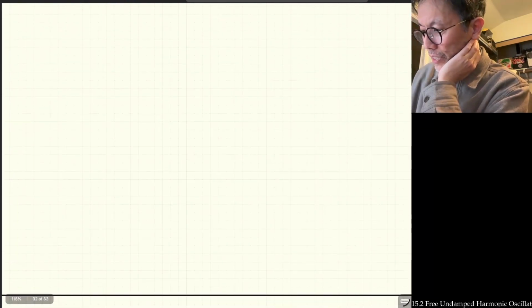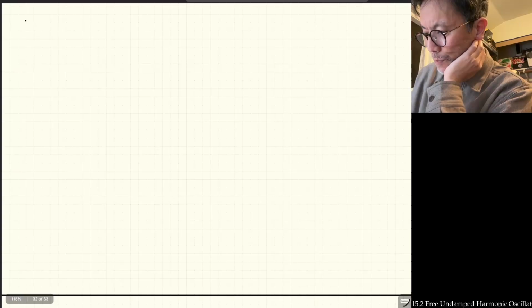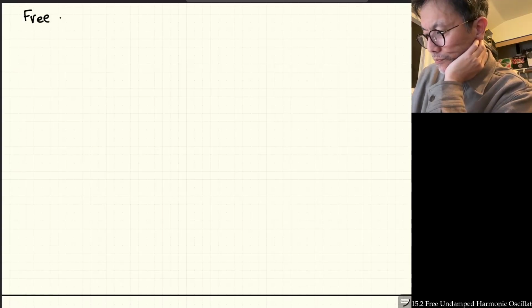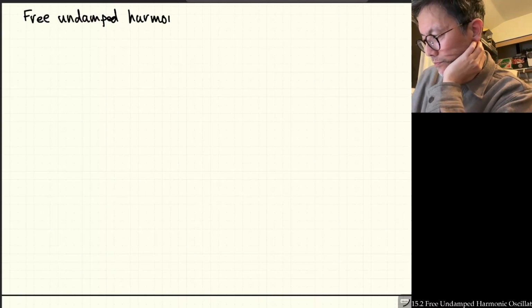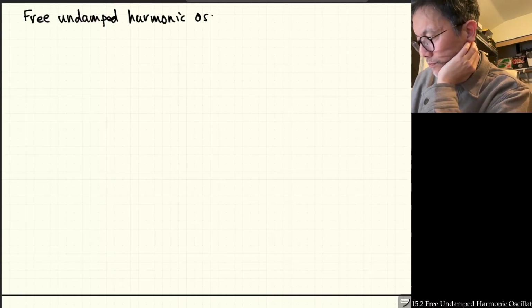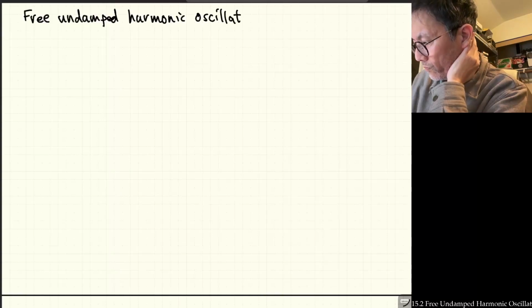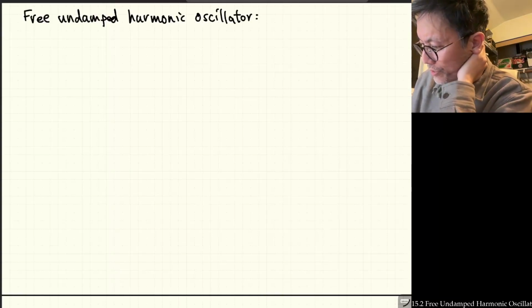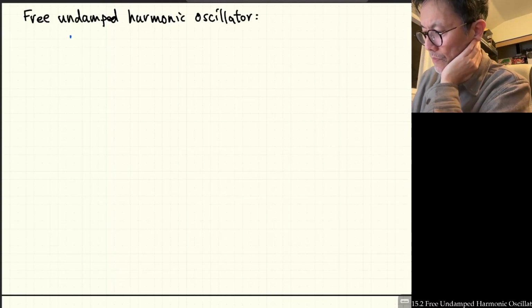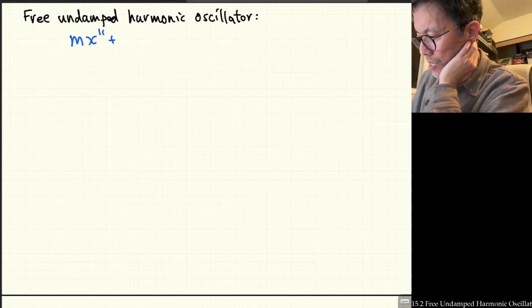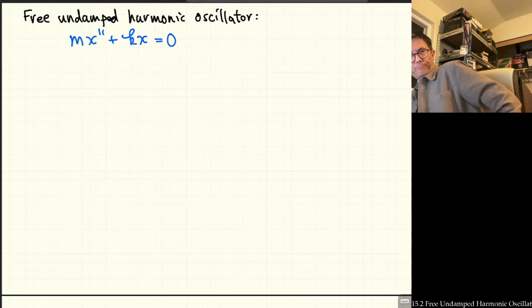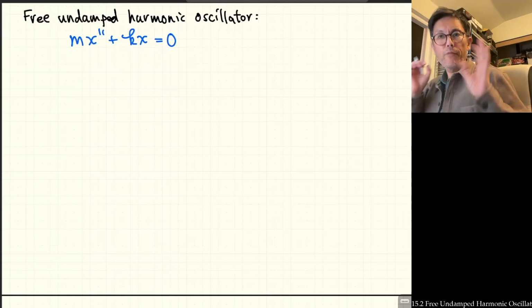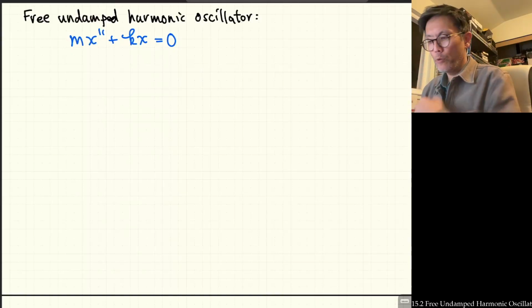So, we're going to look at the free and undamped case. Our equation under these assumptions becomes mx double prime plus kx equals 0. Now, for really good reason, we're going to divide through by m.